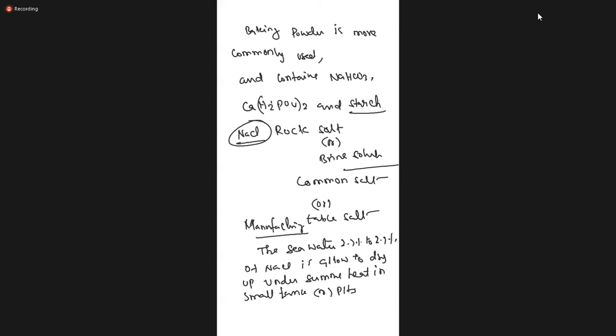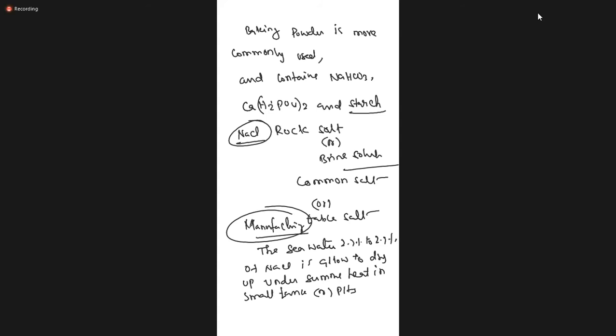The solid crust so formed is collected. So generally, where we are going to prepare common salt means in the seawater. Generally in the seawater, 2.7% to 2.9% of NaCl is allowed to dry up under summer heat in small tanks and pits. The solid crust so formed is collected.